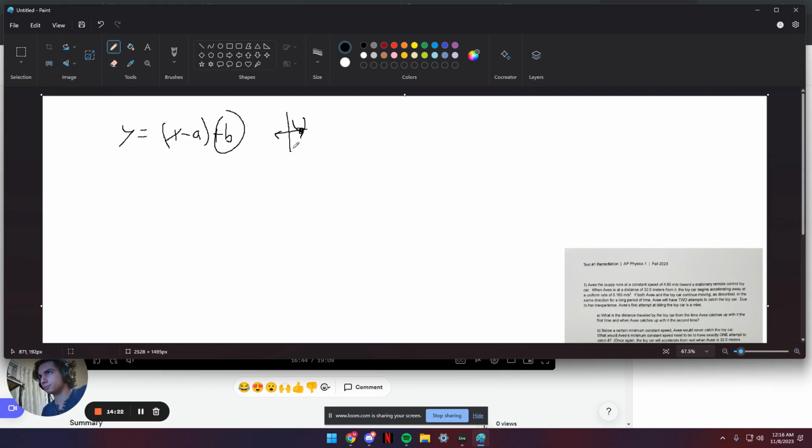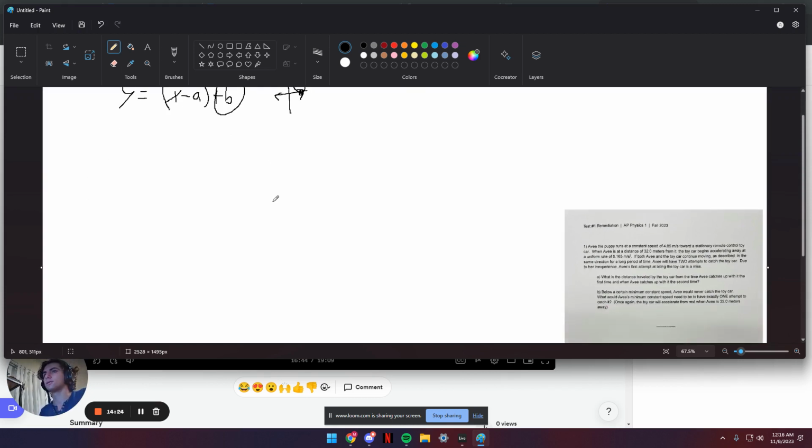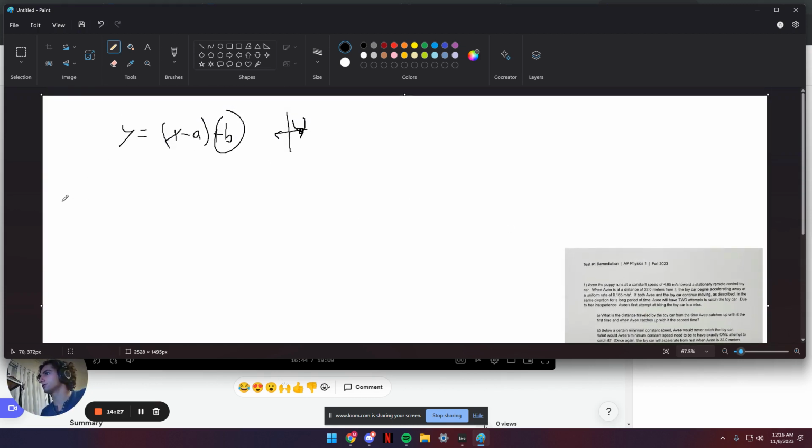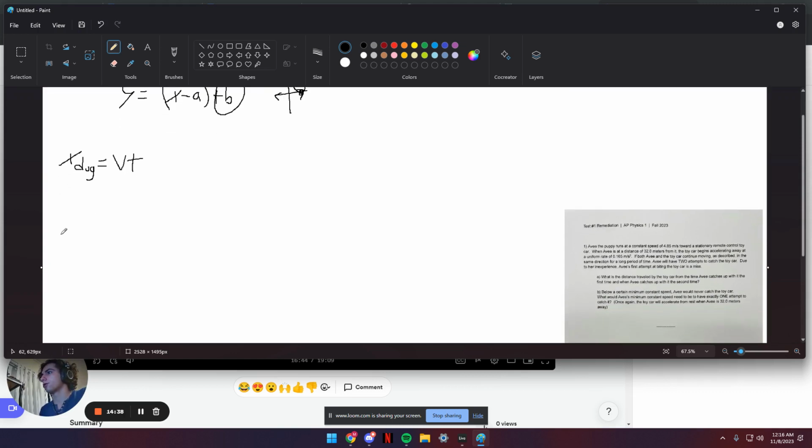So let's write down the equations we have for this part. They're mostly the same. For the dog, we don't know the velocity anymore, so we know x is equal to vt. But for the toy, it's the same equation. It's equal to 32 plus 1/2 times 0.165 t squared. So we know, again, we're setting these x's equal to each other, so we can just subtract one equation from the other.